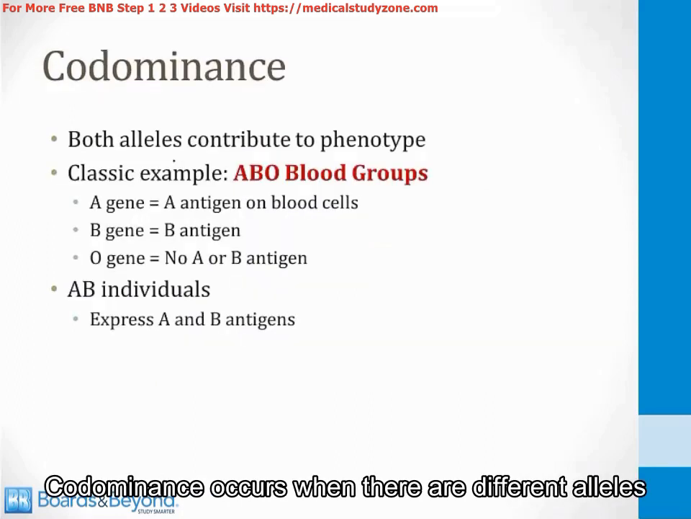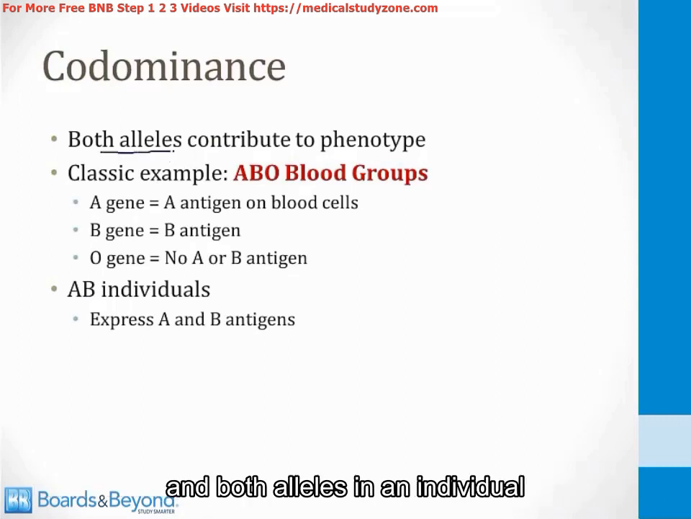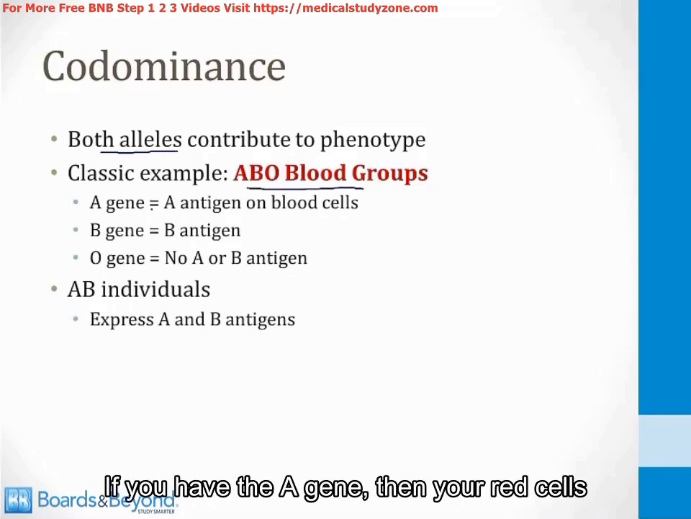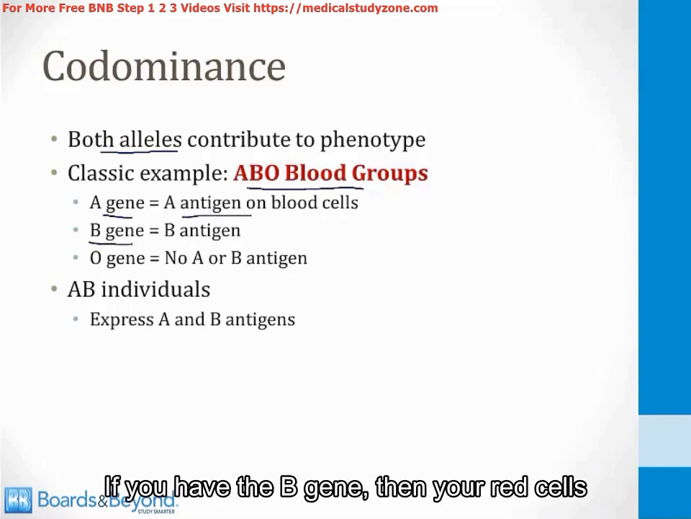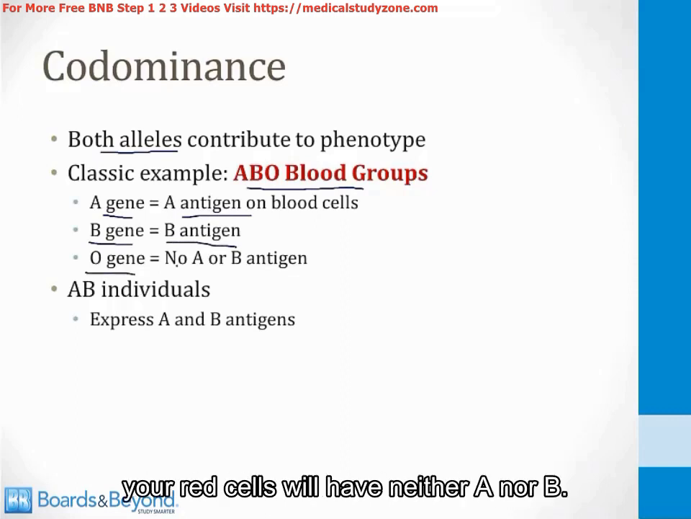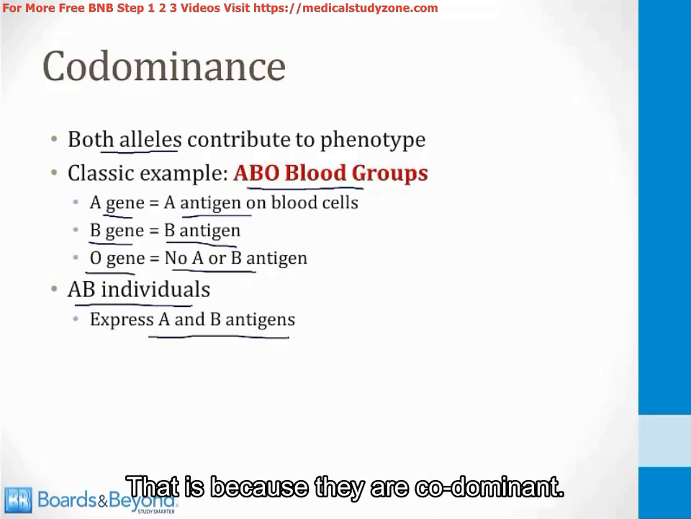Codominance occurs when there are different alleles for a given gene, but none are dominant over the other, and both alleles in an individual contribute to the phenotype. The classic example of codominance is the ABO blood groups. If you have the A gene, then your red cells will have the A antigen on their surface. If you have the B gene, then your red cells will have the B antigen on their surface. And if you have the O gene, your red cells will have neither A nor B. Individuals who are A and B express both the A and B antigens. That is because they are codominant. Neither one dominates over the other and excludes the effects of the other.